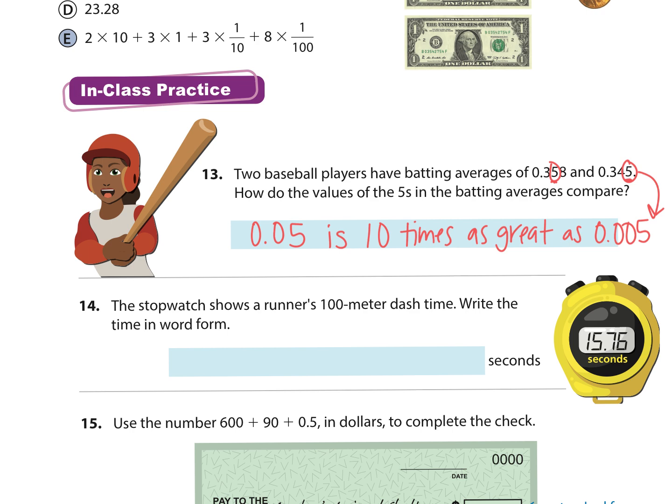Okay, the stopwatch shows a runner's 100-meter dash time. How do I write that time in word form? How do I say it? I have to know how to say it first. Go ahead and read it for us. 15 and 76 hundredths. Very good. So 15 and 76 hundredths. And remember, it's just 100 with a THS at the end.